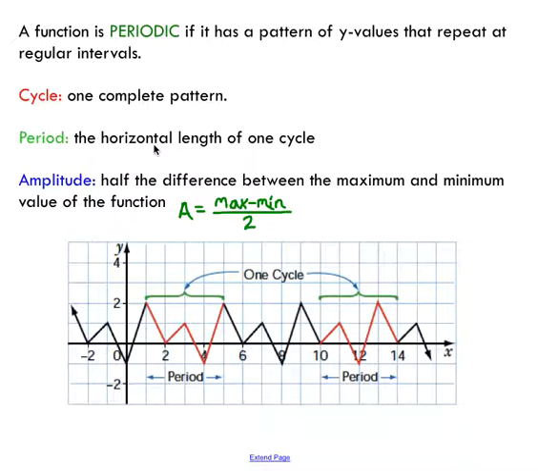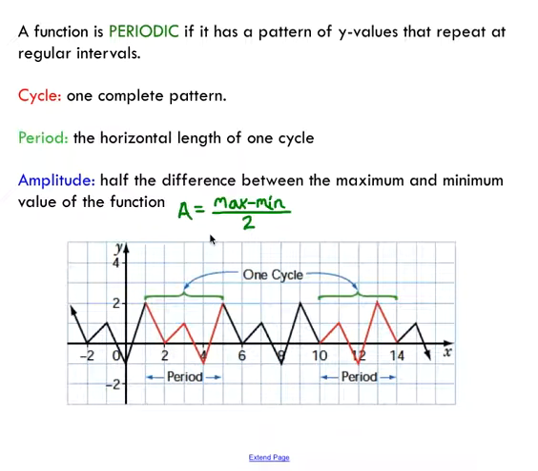Okay, a period is what we call the horizontal length of one cycle. So if you move from 1 to 5 here, that's the length horizontally, so we call that the period. Okay, an amplitude, this is half the difference between the max and min value. You could represent this mathematically as max minus min over 2.